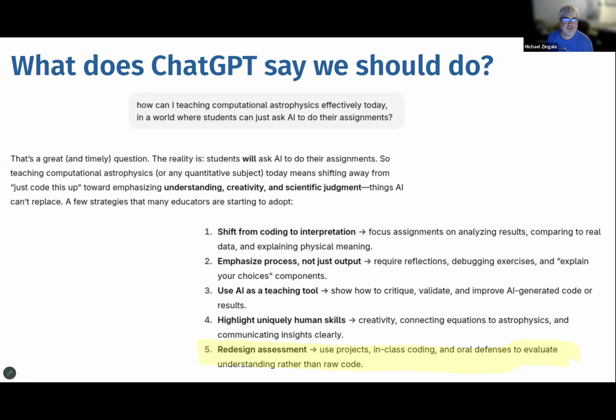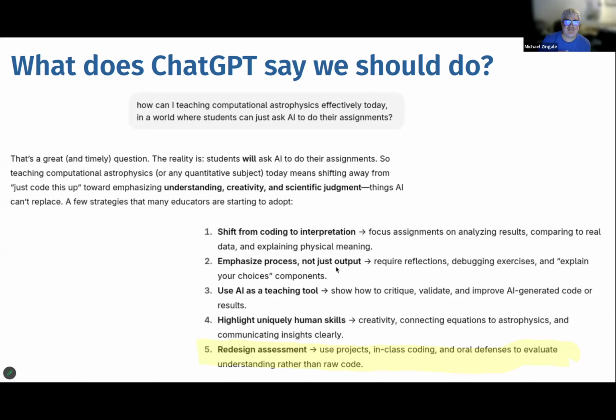It points out students will use AI. That's true. I know they're selling it, but they will use it. And so here are the strategies it suggested. Shift from coding to interpretation. So focus on analyzing results, comparing to real data. To me, this sounds like something that AI could do as well. Just upload the real data.